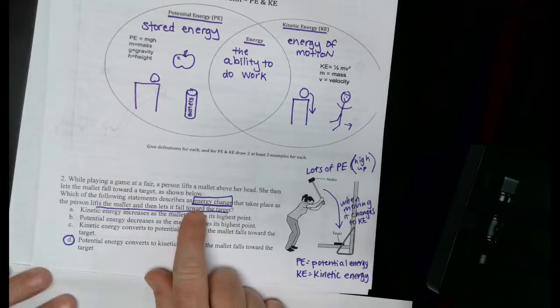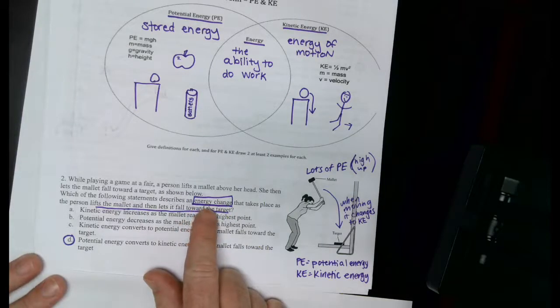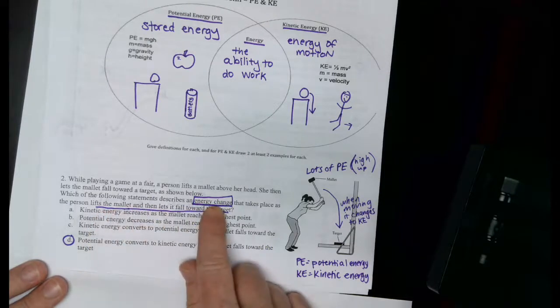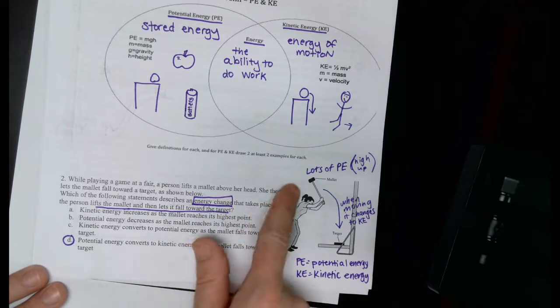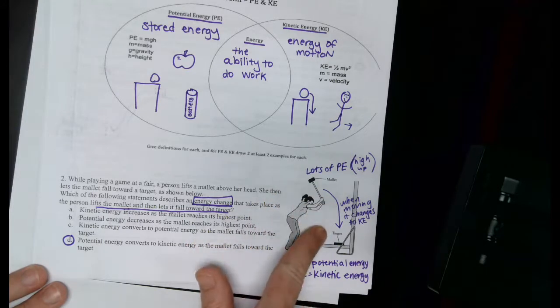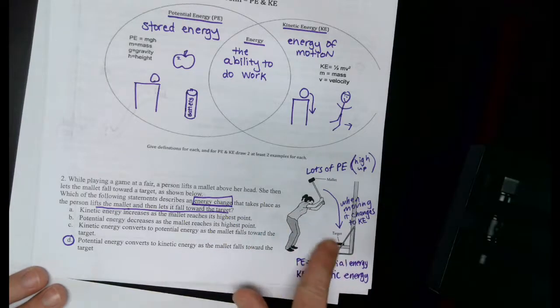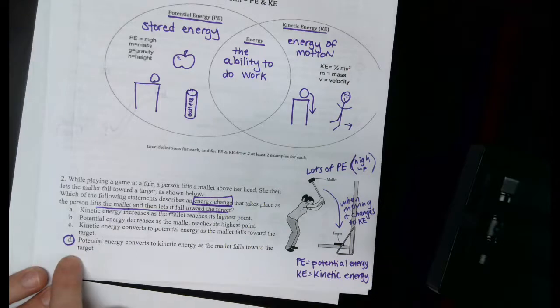Here, if we're looking at how to describe the energy change as the person lifts the mallet and then lets it fall down towards the target, what we need to focus on is at the top, there's a lot of potential energy because it has height. As the mallet goes down, the mallet loses its potential energy, but it gains kinetic energy as it's moving faster and faster. And so D is the best answer choice. The potential energy is converted or changed to kinetic energy.